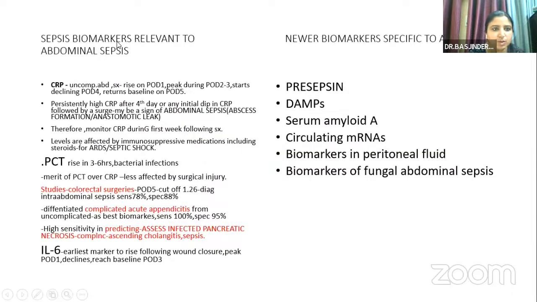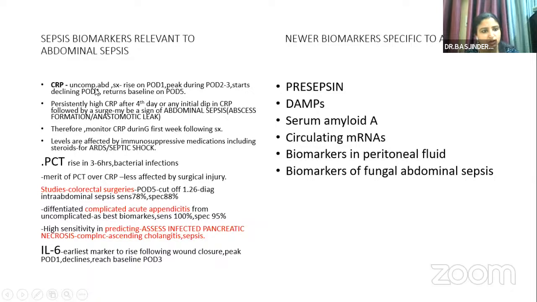So there are sepsis biomarkers related to abdominal sepsis. These are generalized biomarkers, and some newer biomarkers which are specific to abdominal sepsis. For CRP, I'll quickly read because these are all observations from various studies. And again, I repeat that our judgment depends upon the bedside. When we stand at the bedside of the patient, we see how the biomarkers are behaving and how the clinical condition of the patient is behaving. So we will combine all those factors.